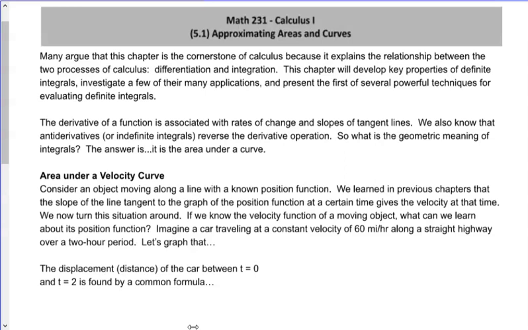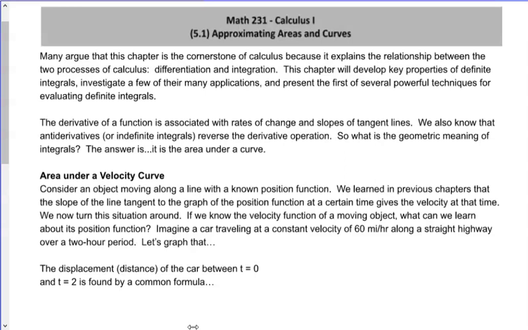Now, the derivative of a function is associated with rates of change and slopes of tangent lines. We've talked about that all semester long. We also know that antiderivatives, or the indefinite integral, is the reverse of the derivative operation. So when we were in section 4.9, we were going backwards, taking the derivative and figuring out, if I had the derivative, what would I have had originally in order to get this derivative?